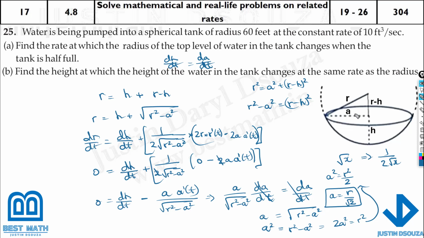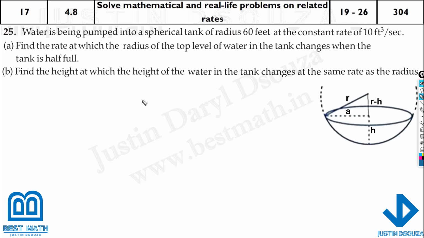I will now clear all this. You can pause the video and go through it if you want to. So again, how to get that equation? It was r is equal to h plus r minus h. But we know from the Pythagoras theorem, r minus h becomes square root of r squared minus a squared. Now I can move this to the other side because I want to find only h, right? R minus square root of r squared minus a squared is equal to h.